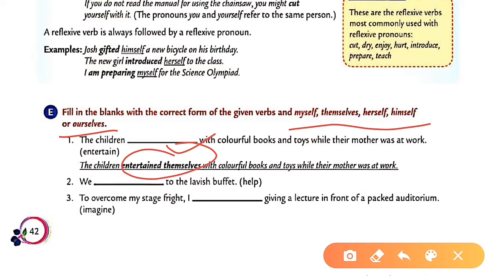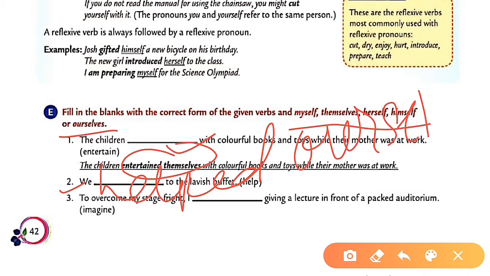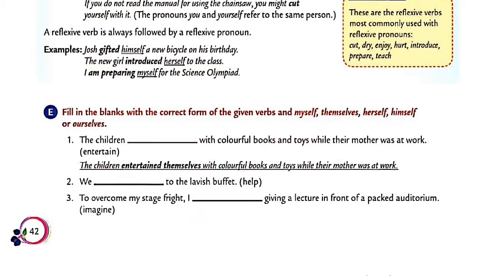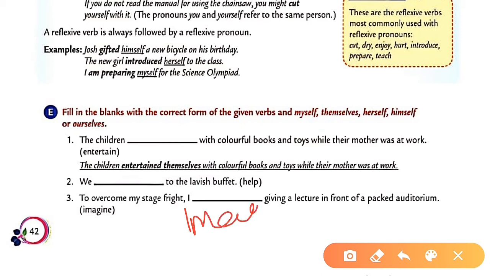Second one, we dash to lavish buffet. We helped ourselves. Helped ourselves. Why is it ourselves? Because there is we. We helped ourselves. Next, to overcome my stage fright, I dash giving a lecture in front of a packed auditorium. I imagined myself.